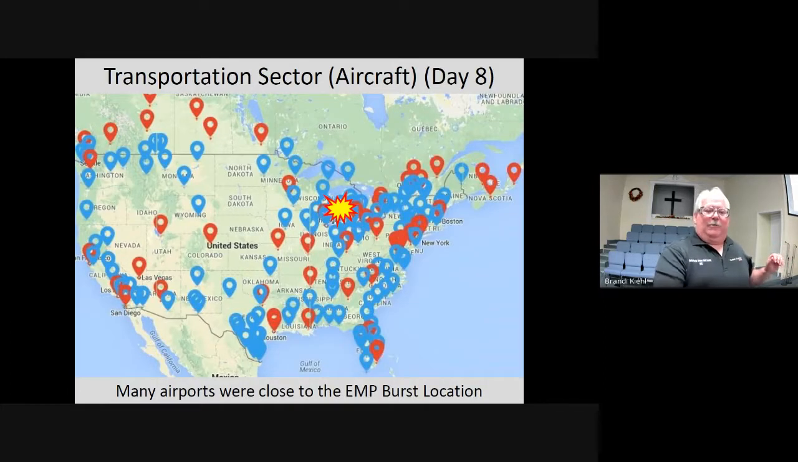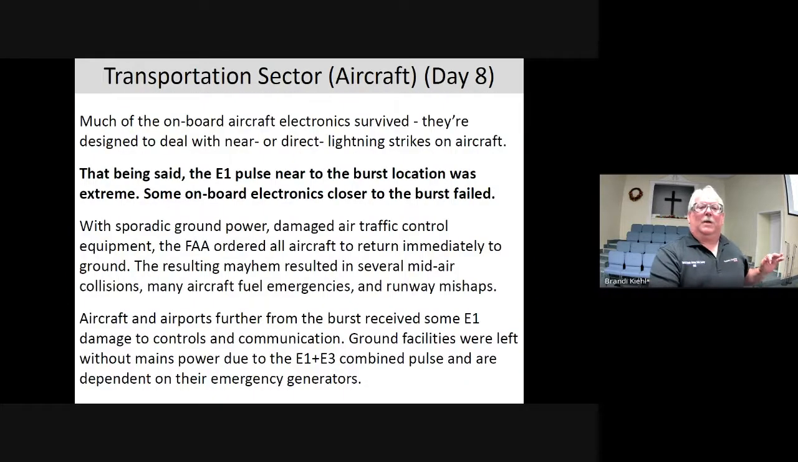This is all the major airports in the U.S. You see where Chicago is. Look at all of the airports that are close to the airburst. I think there were 13 of them I counted within like 500 miles. They're going to have problems. Okay.